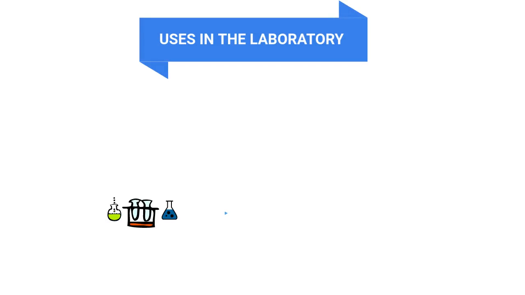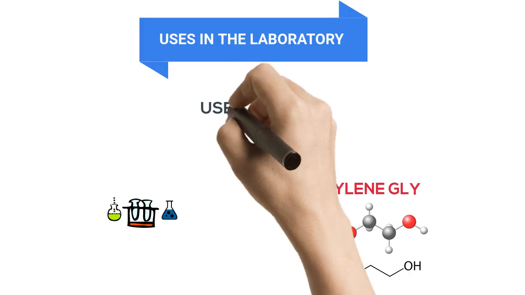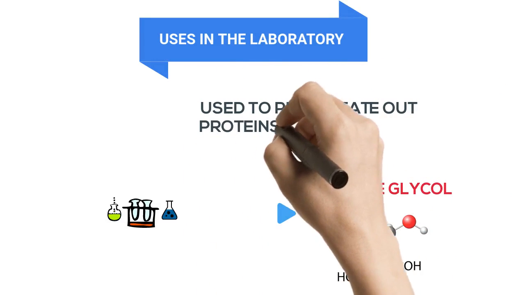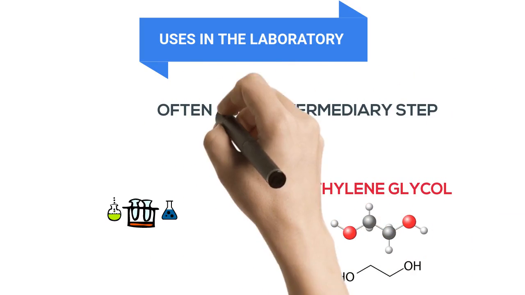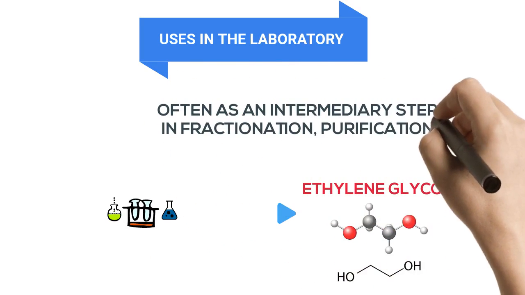Ethylene glycol is used to precipitate out proteins from solution, often as an intermediary step in fractionation, purification, and crystallization.